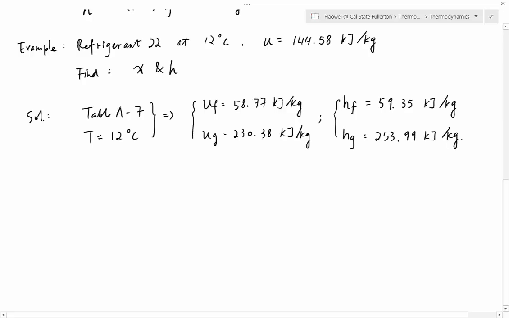Okay, so the first thing we said we need to do is to decide what is actually the phase of the refrigerant 22 for our example. There's one way to decide by comparing the internal energy.